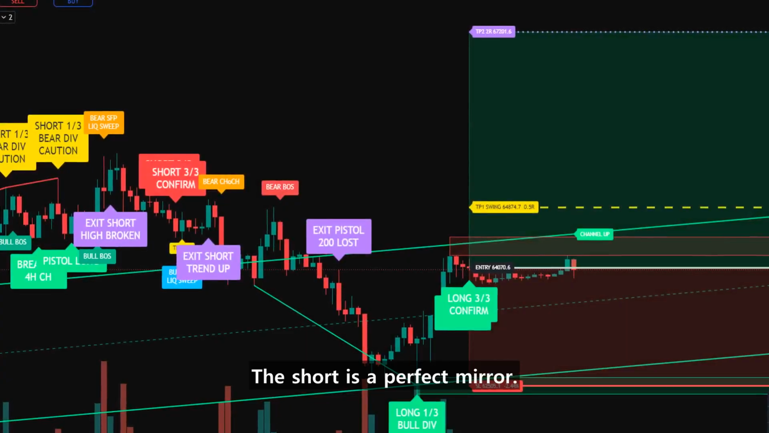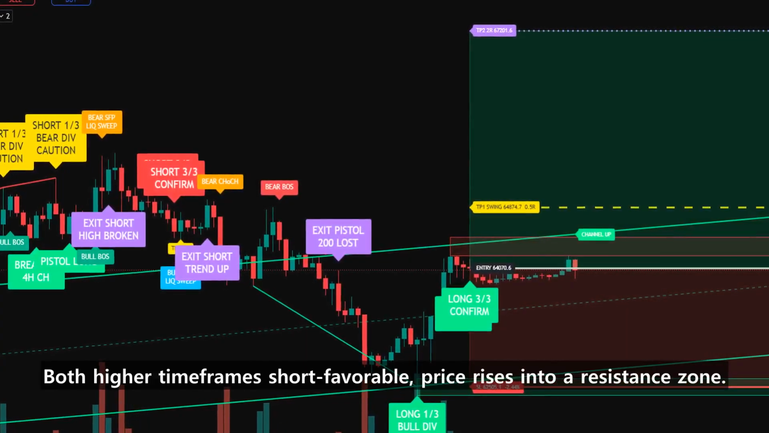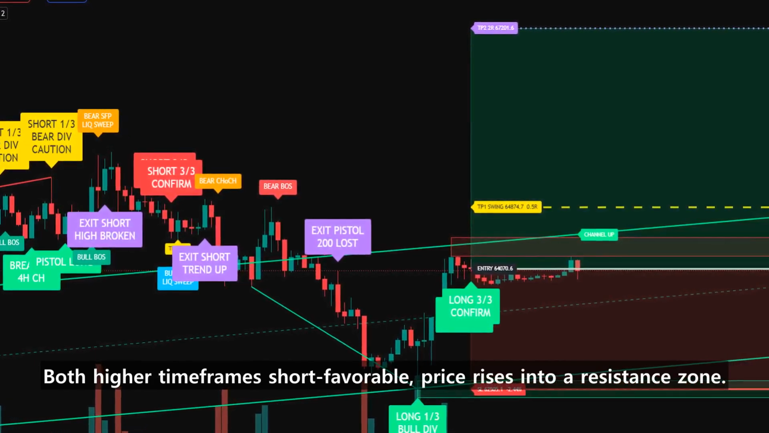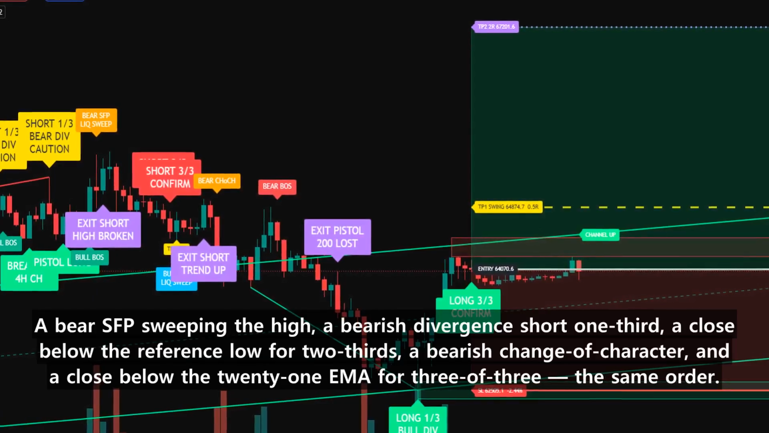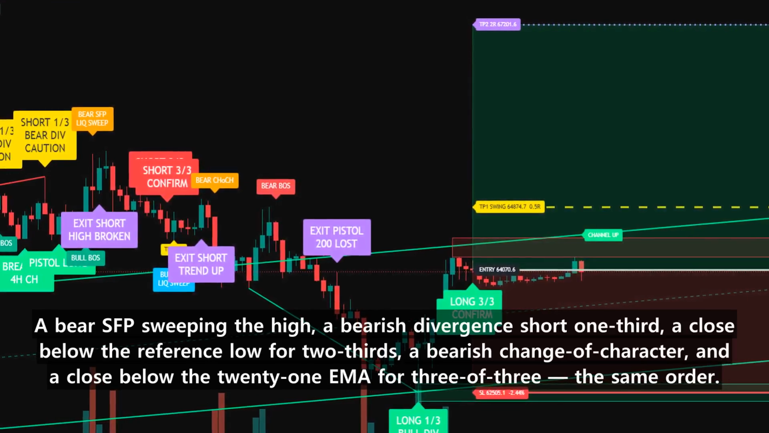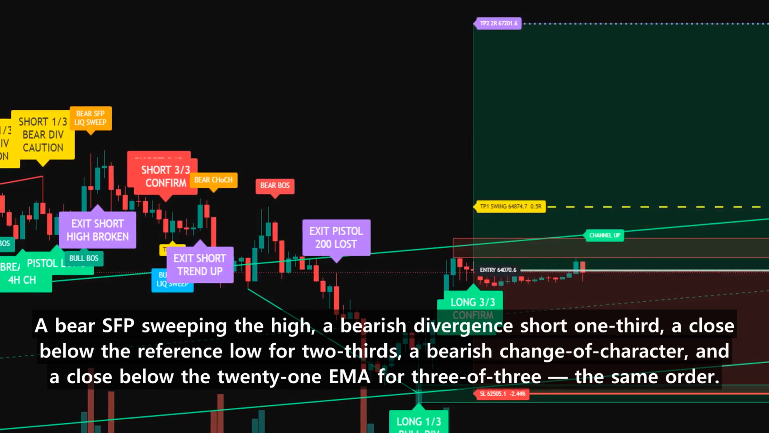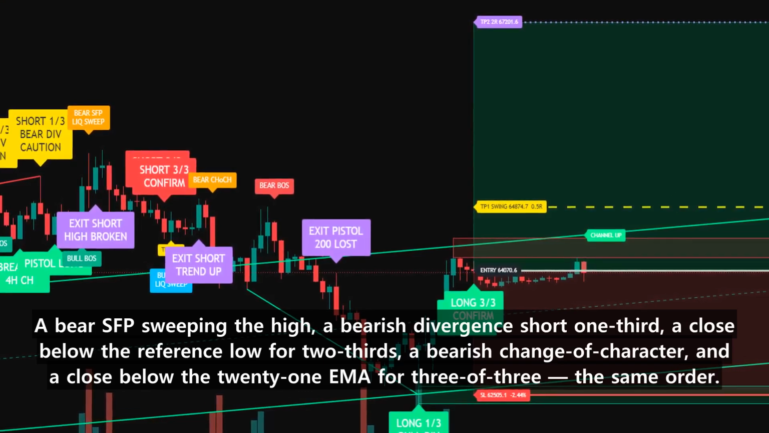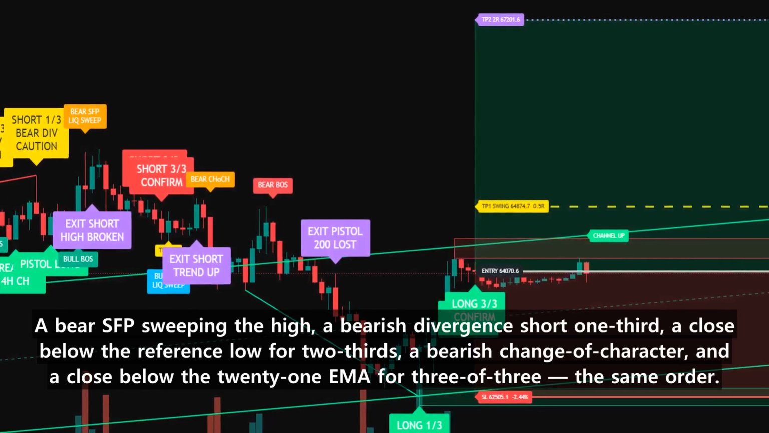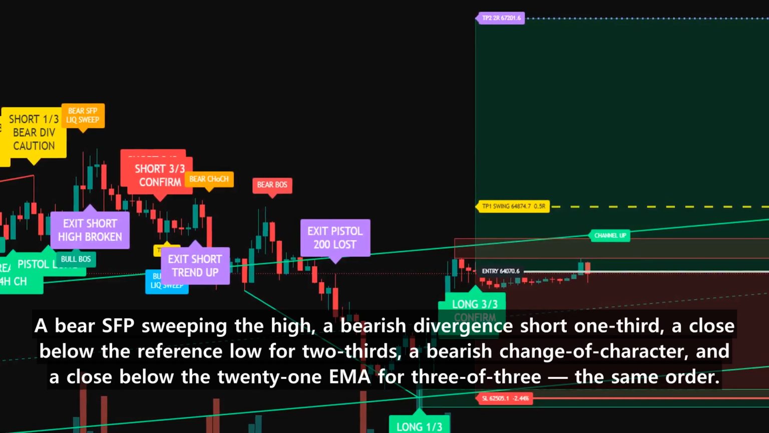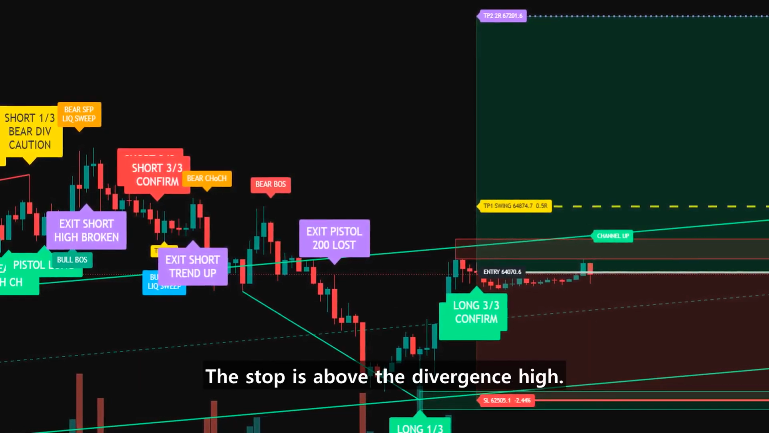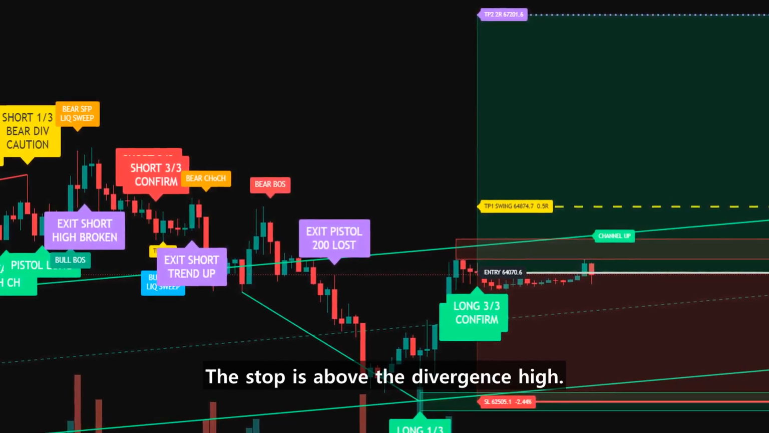The short is a perfect mirror. Both higher time frames short favorable. Price rises into a resistance zone. A bear SFP sweeping the high, a bearish divergence, short 1/3, a close below the reference low for 2/3, a bearish change of character, and a close below the 21 EMA for 3 of 3, the same order. Only the direction is opposite. The stop is above the divergence high.